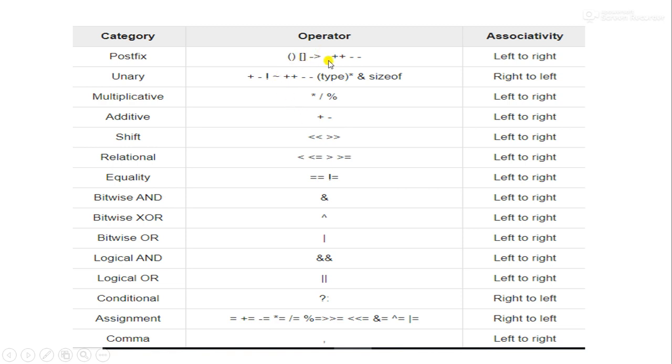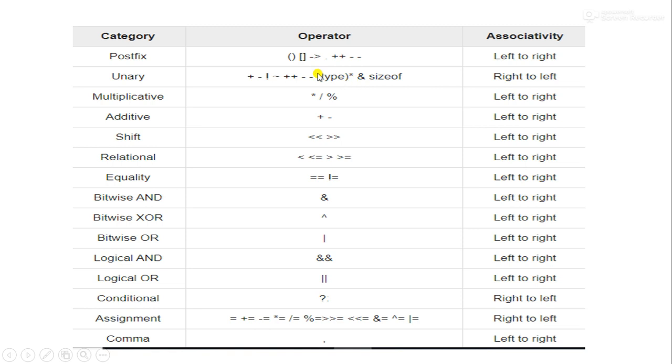then we need to evaluate these operators first. After these, we have another type of operator: plus, minus, not, plus equals type, sizeof. These operators have second precedence. Similarly, multiplication, division and modulus have higher precedence over plus and minus. This is how the operators are arranged in the precedence order.